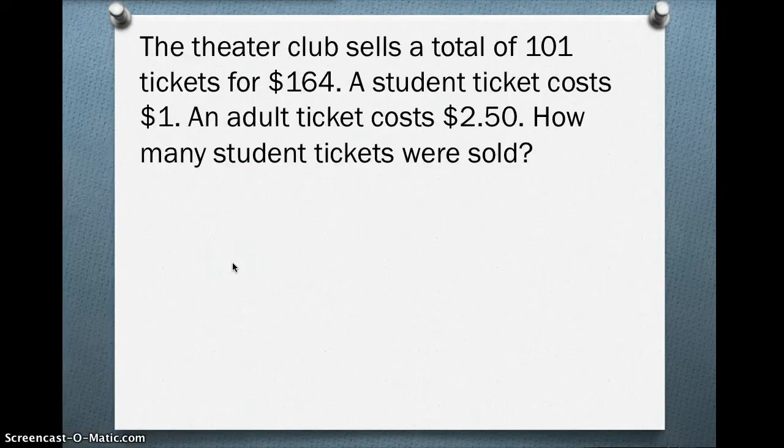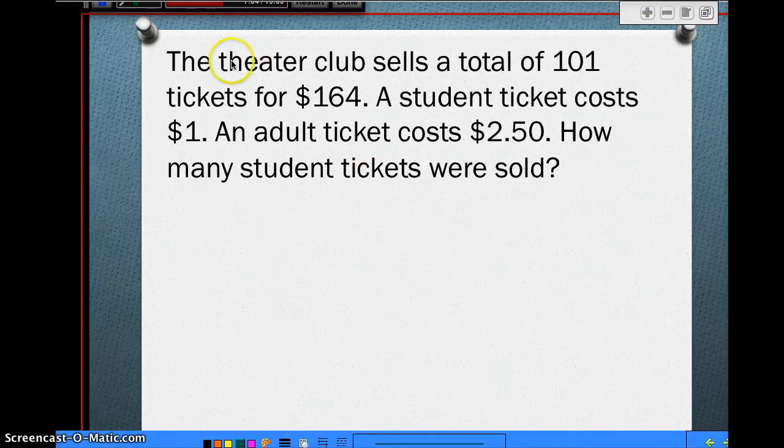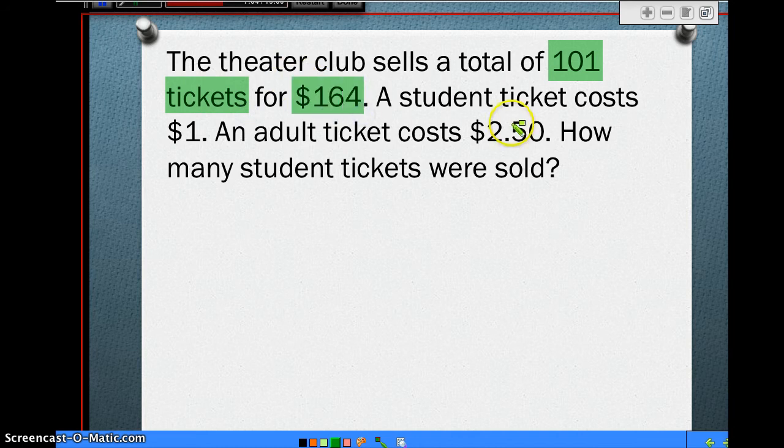All right, let's look at a word problem that deals with a system of equations. It says the theater club sells a total of 101 tickets. 101 tickets altogether. They made $164. A student ticket costs $1. An adult ticket costs $2.50. How many student tickets were sold?